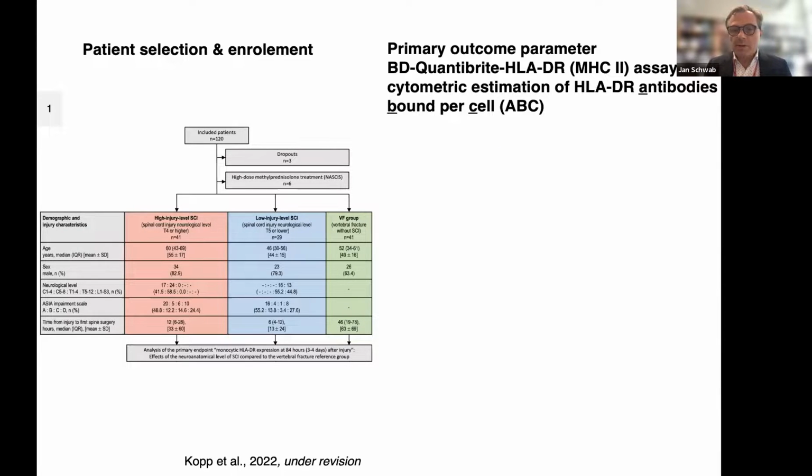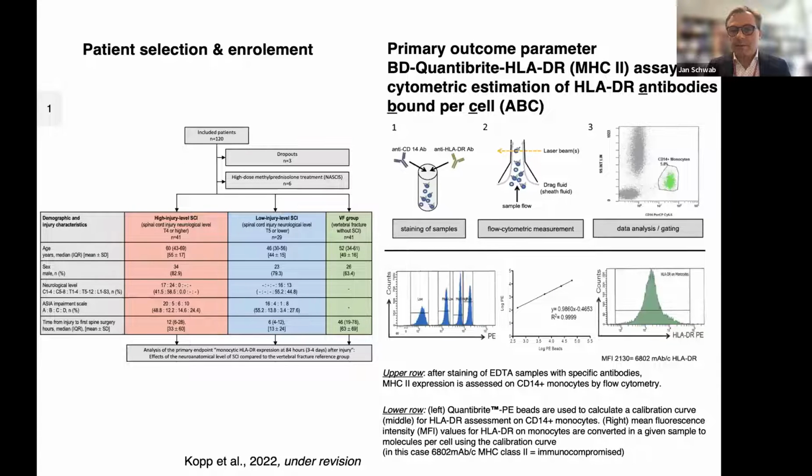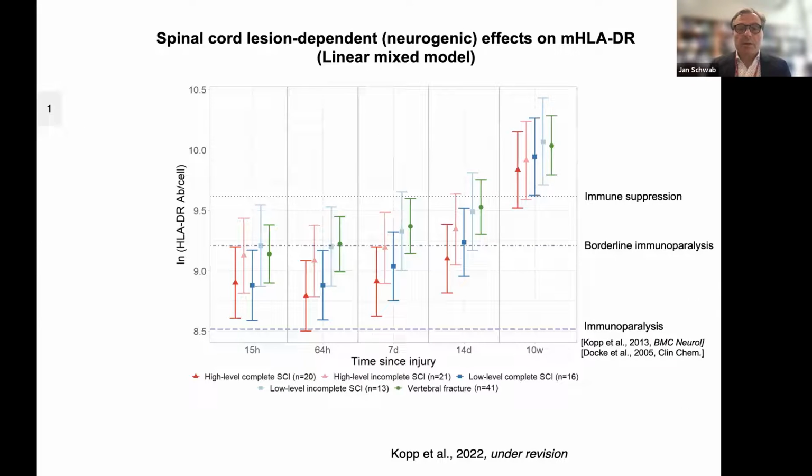So I will not go too much into detail, but it's an algorithm basically labeling for monocytes, specifically gating for them, and then assessing the mean fluorescence intensity. Then with calibration beads, one is able to calculate back to the amount of antibodies bound per cell, and this is indicating the amount of MHC class 2 or HLA-DR molecules present on those cells, again indicating the activation status.